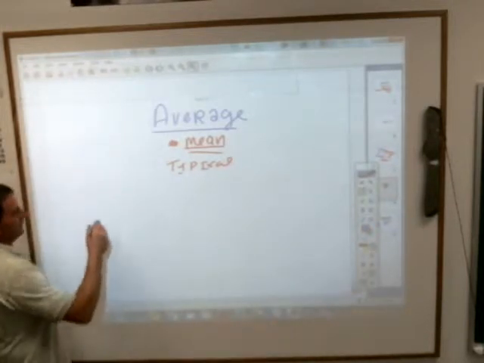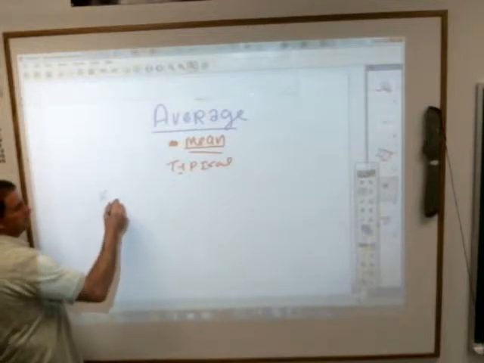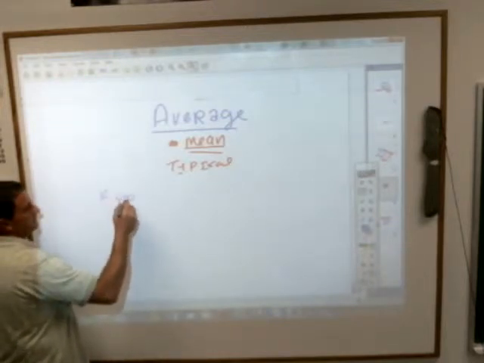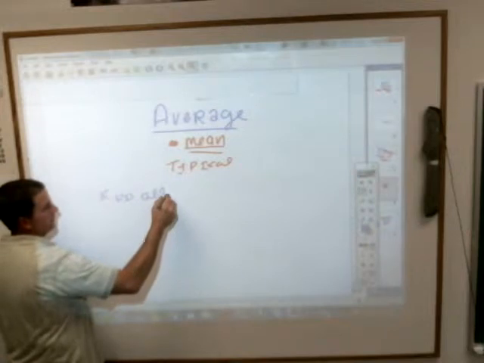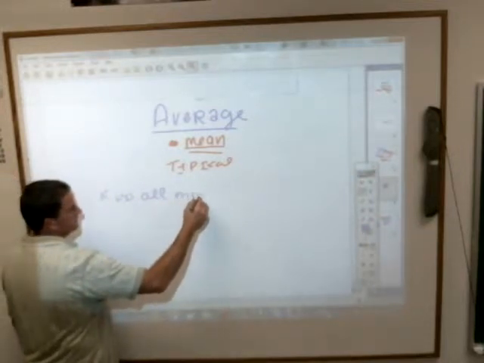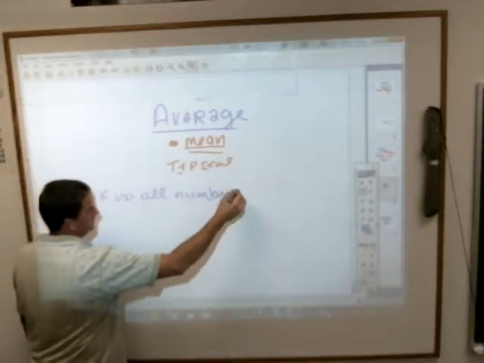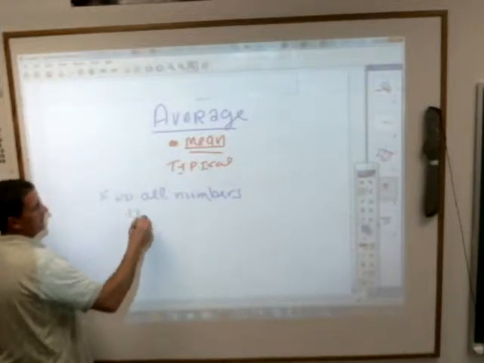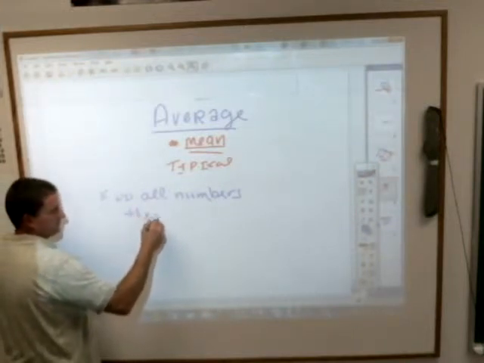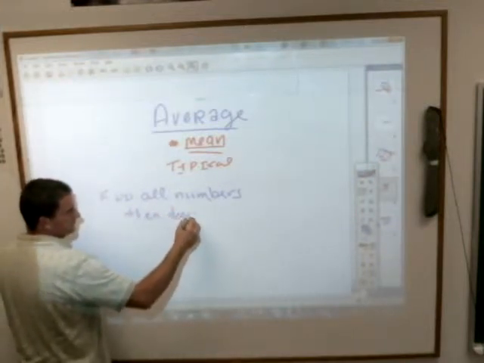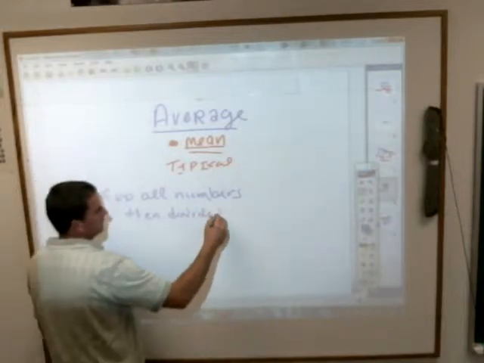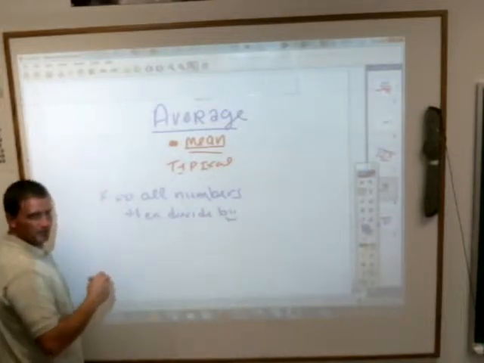Okay, and probably the only way really to describe it is how to find it. And how you find average is you add all numbers, and then divide by how many you added.